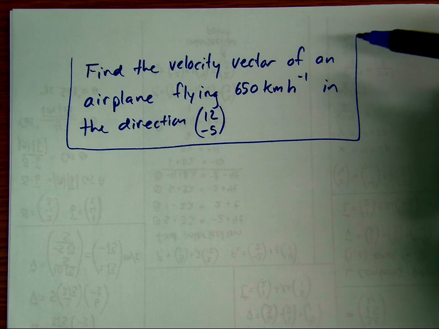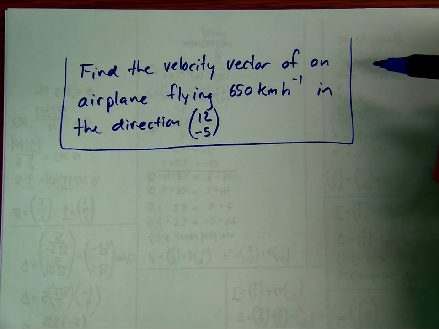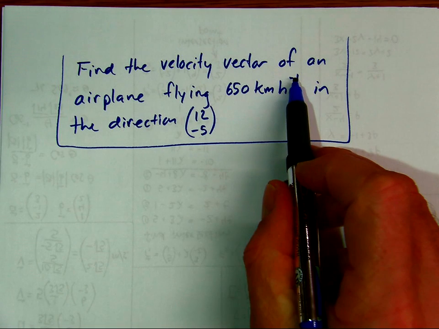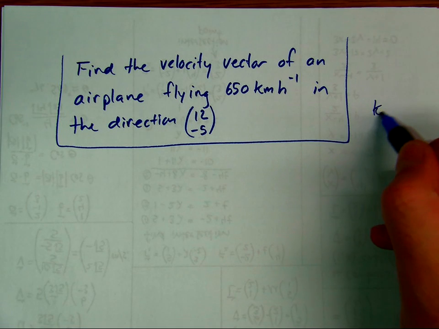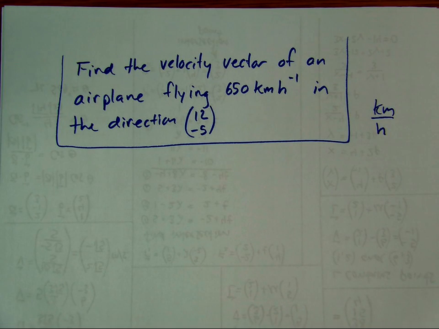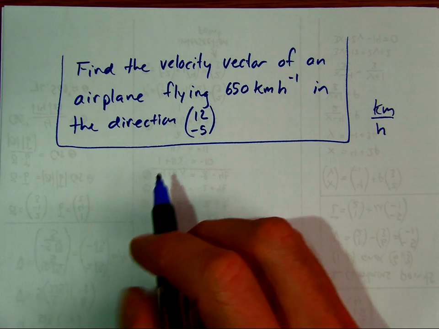All right, same problem. We have to find a unit vector and then find the velocity vector. This h to the negative 1 means it's kilometers per hour. All right, pause the video and try that.